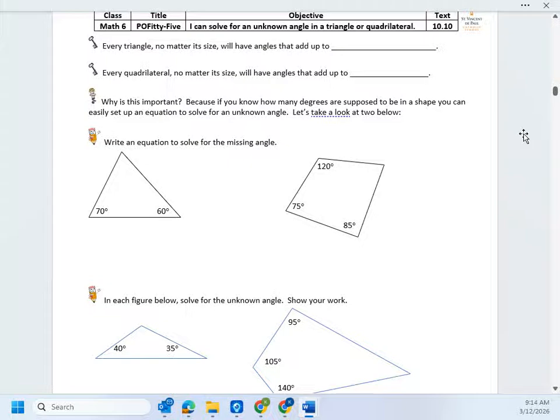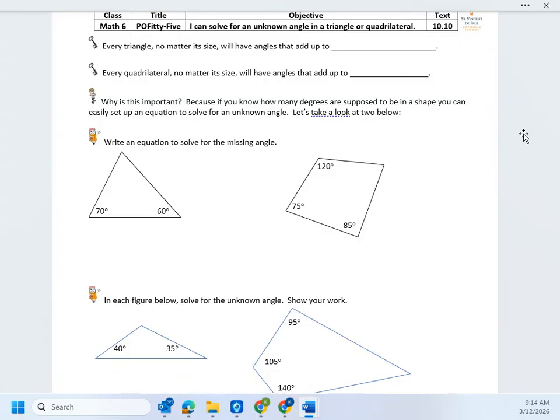Good morning. Today we are continuing on with those triangles and angles. We are working on PO55. I can solve for the unknown angle in a triangle or a quadrilateral.